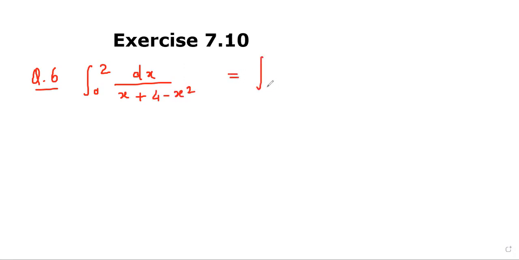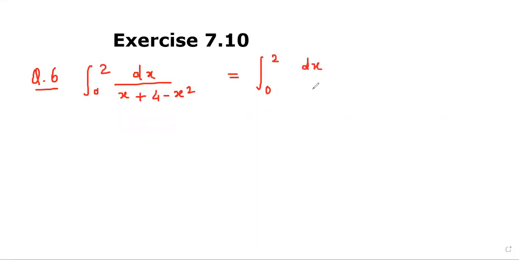Exercise 7.10, question number 6. Integration 0 to 2 dx upon x plus 4 minus x square. Now we try to make the denominator a perfect square.